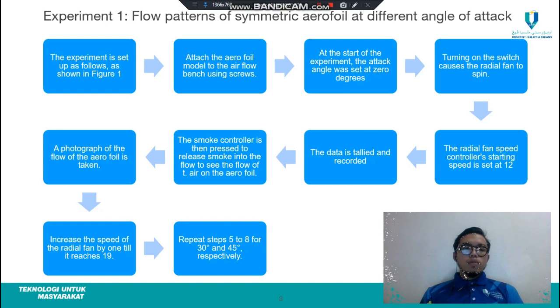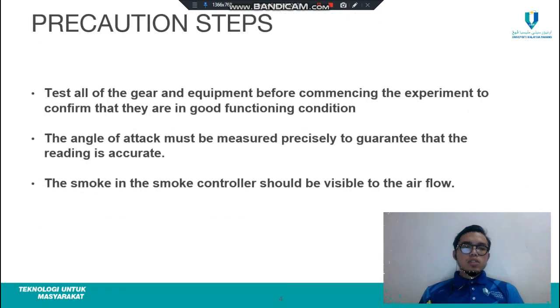Next, a photograph of the flow over the aerofoil is taken and the speed of the radial fan is increased by 1 until it reaches 90. The last step is to repeat steps 5 to 8 for 30-degree and 45-degree angles of attack. For the precautions, test all of the gear and equipment before commencing the experiment to confirm that they are in good functioning condition. Next, the angle of attack must be measured precisely to guarantee that the reading is accurate. And the smoke from the smoke controller should be visible in the airflow.